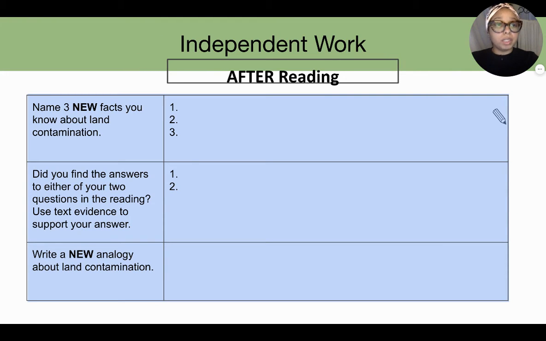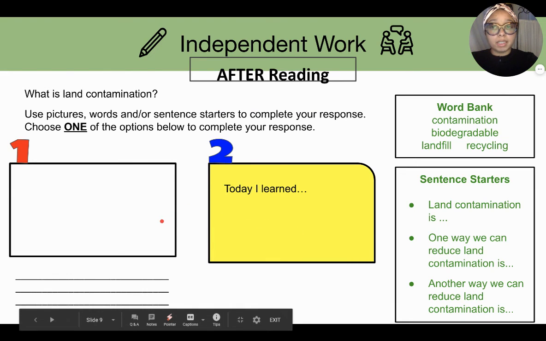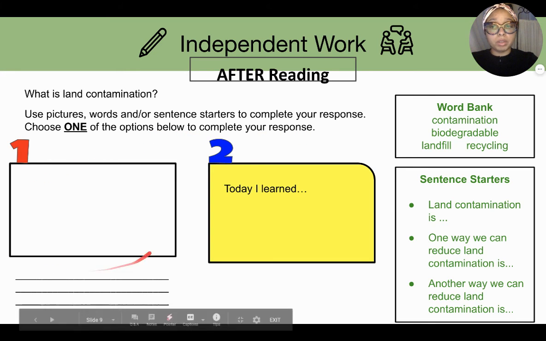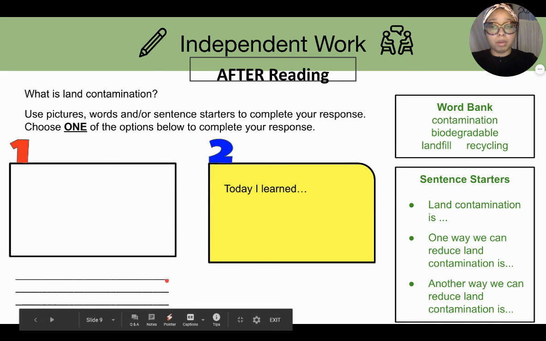Now, you can complete your independent work. You can complete the chart your teacher has provided for you on the slides, or you can complete one of these exit slips. You must answer this question. What is land contamination? You can use pictures, words, and/or sentence starters to complete your response. You must choose one of the options below to complete your response. If you are choosing option 1, you're going to add pictures, drawings, or videos to show land contamination, and you can use sentence starters and words from the word bank to write below.